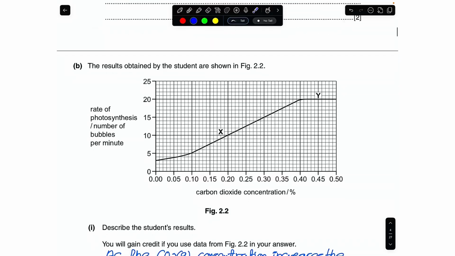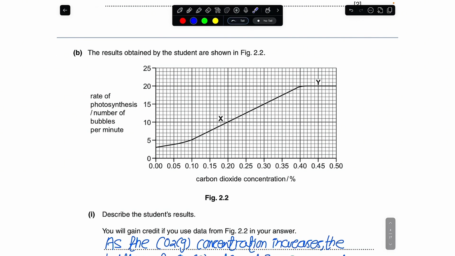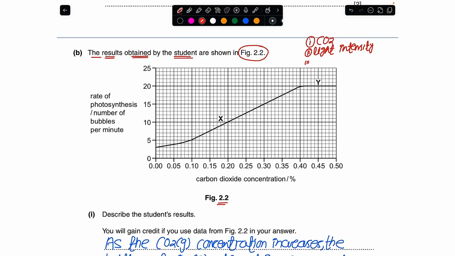Now moving onward, here there are some technical points that you need to have an idea of. They tell us that the results of the investigation obtained by the students are shown in this figure 2.2. And from this graph, we are required to understand at what point something becomes limiting and something becomes excess. So if I were to write it down, there are a total of three factors that can impact the rate of photosynthesis. One is the carbon dioxide gas concentration. The other is the light intensity, because light intensity would interfere with the rate of photosynthesis. And the third thing would be the temperature.